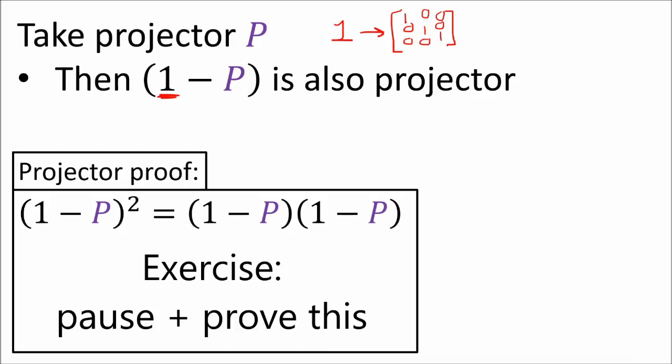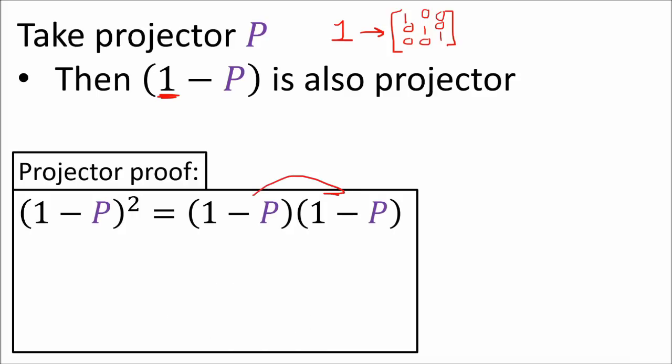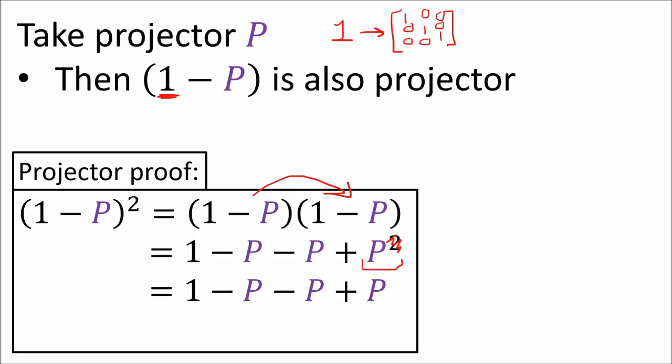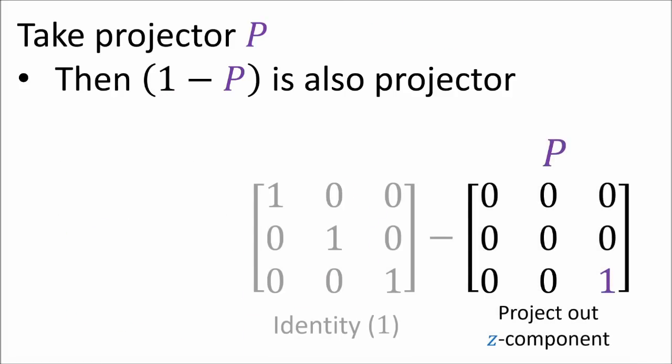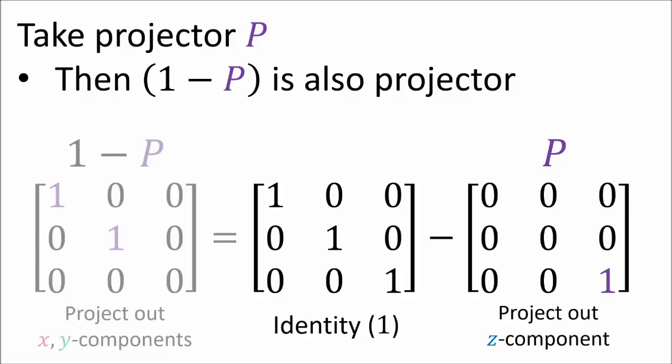I give the answer. After we distribute, P squared becomes P since P is a projector. And here, minus P and plus P cancel with each other. This gives us 1 minus P, which is the original projector. So this shows that 1 minus P is a projector. As an example, if P projects onto the z-axis, then 1 minus P would be the identity matrix minus P, which gives us this projector onto the xy plane.